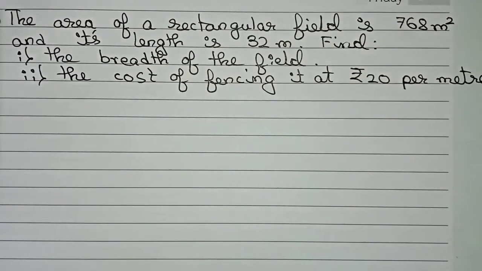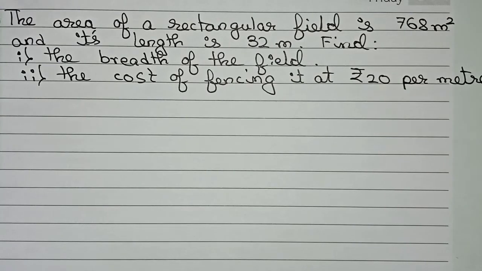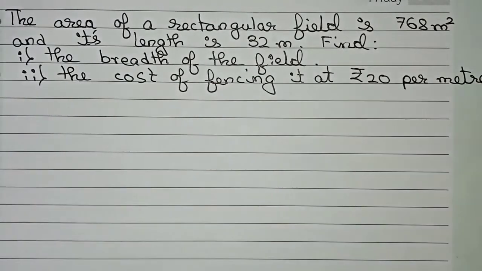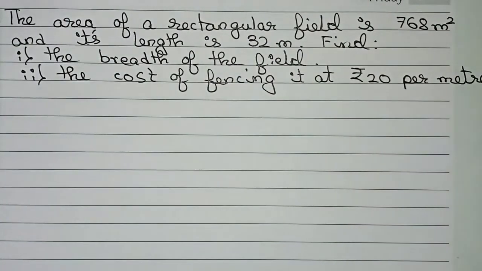So now our next question is: the area of a rectangular field is 768 meter square and its length is 32 meter. Find the breadth of the field and the cost of fencing it at rupees 20 per meter. So these are the questions and I solve this.